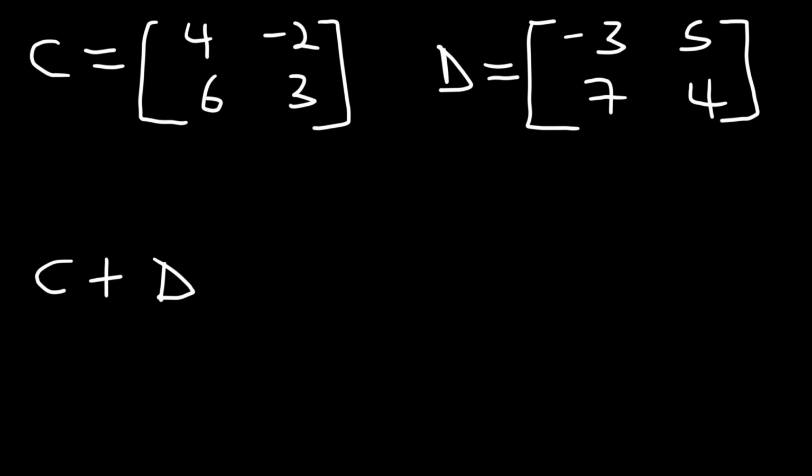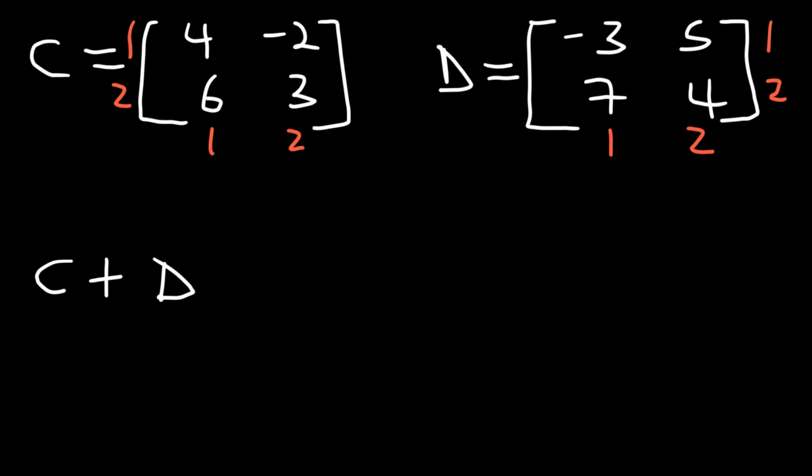First of all, the rule of adding and subtracting matrices is that both matrices should have the same order. In our case, matrix C has 2 rows and 2 columns, and also matrix D has 2 rows and 2 columns. Therefore, matrix C is a 2 by 2 matrix, and also matrix D is a 2 by 2 matrix. This means that we can add matrix C and D.